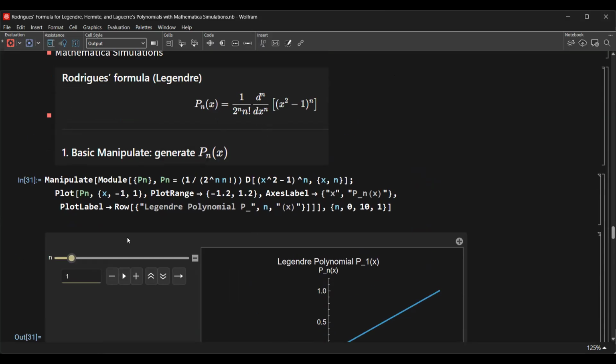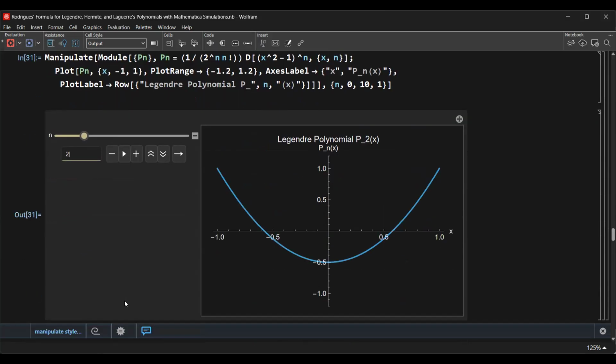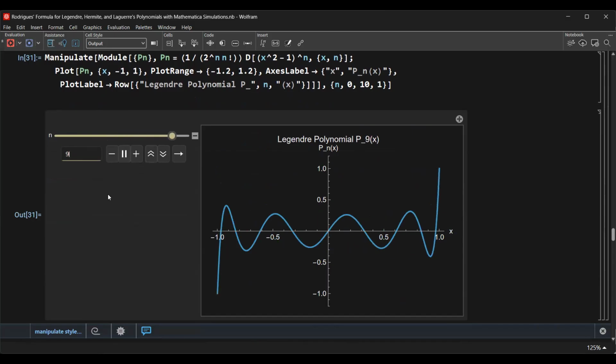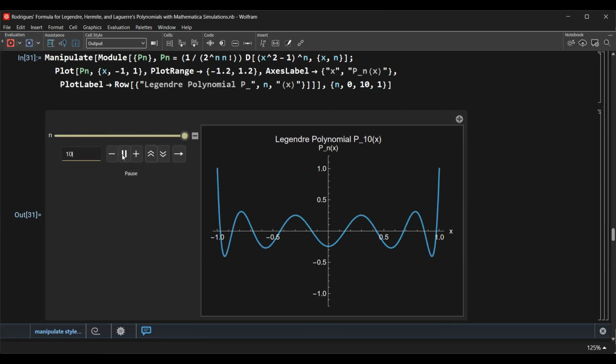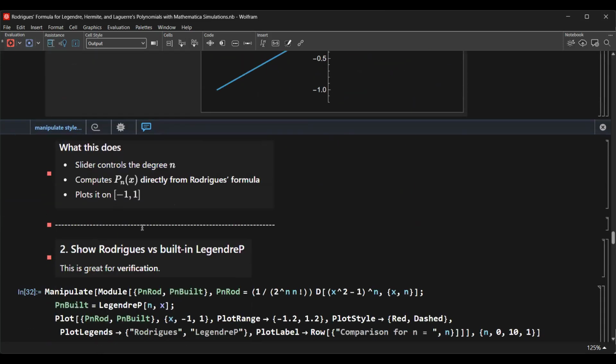Then we have the P2 of x. This is the P2 of x here. We have the P3 of x. We have the complete simulation here from 0 to 10. Okay. So the slider controls the degree n here, computes Pn of x directly from the Rodrigues formula, then plots it on -1 to +1.